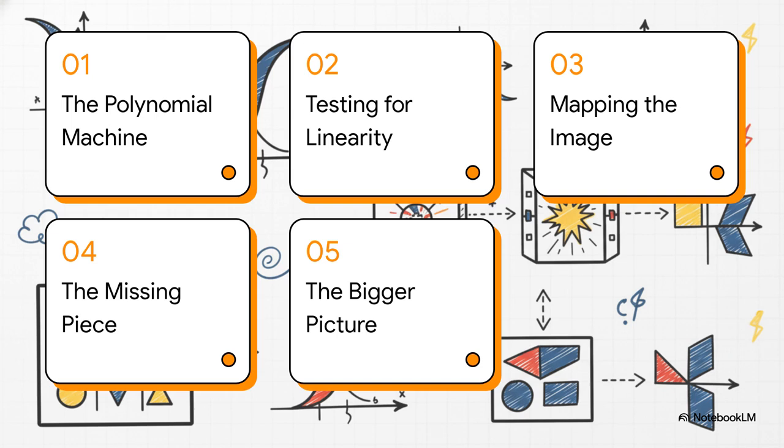Okay, so here's our game plan. First, we're going to meet the polynomial machine that's at the heart of this whole thing. Then, and this is super important, we'll test if it plays by the rules of linearity. After that, we'll map out everything it can possibly create, figure out the pieces it leaves behind, and then, finally, we'll see the beautiful, bigger picture that it all fits into.